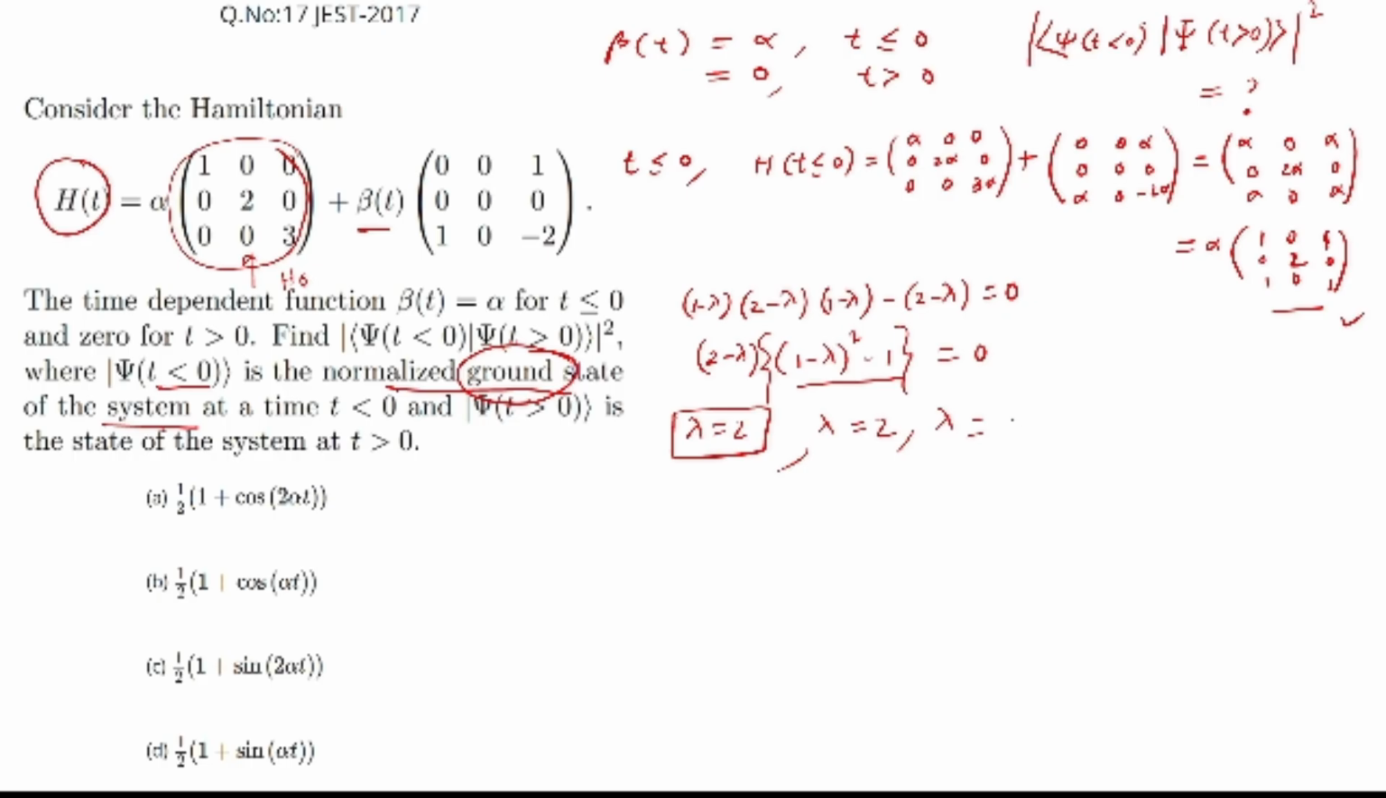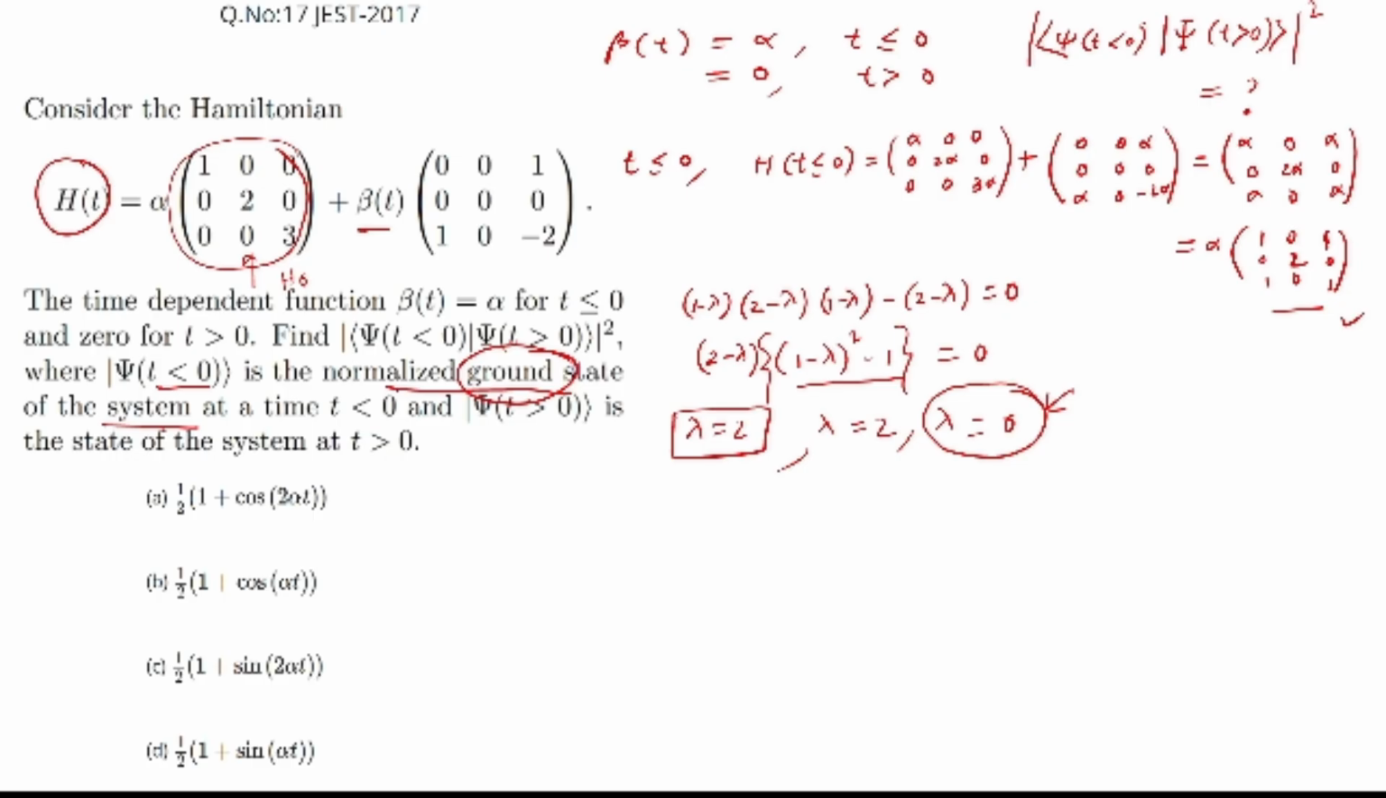Lambda equals 0. Okay, so there are 3 lambdas, since it is a 3 by 3 order Hamiltonian. Lambda equals 2 is the degenerate state, and lambda equals 0 is the minimum energy eigenvalue. So the eigenstate corresponding to this minimum eigenvalue will be the lowest energy state, that is the ground state.